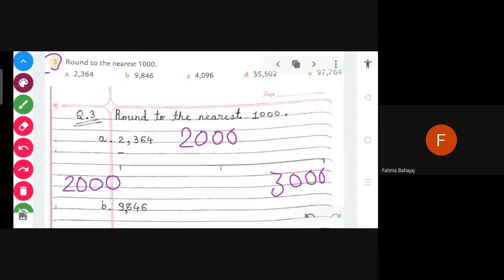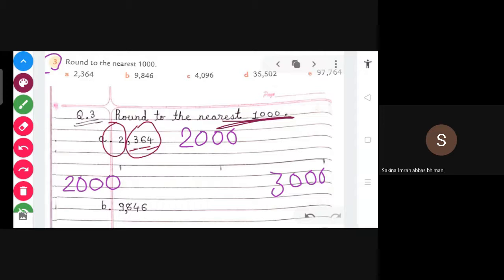This is our question, 2364. When the question is about nearest 1000, you don't have to see the other places. This is the hundreds place, this is tens, this is ones. You remember: ones place, tens, hundred, thousand. So this place you don't have to see. Directly see the thousands place. Why do we have to see this place? Because what is the heading? Nearest 1000. So which place will you see?